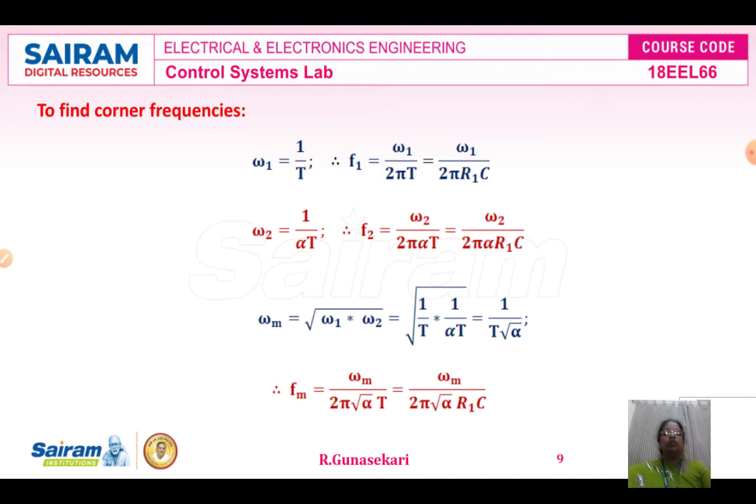Therefore, omega m is nothing but 2 pi fm. Therefore, fm is equal to omega m divided by 2 pi root alpha into T. T is nothing but R1C. Therefore, Fm is equal to omega m divided by 2 pi root alpha R1C. So, these are the corner frequencies omega 1, omega 2 and omega m, that is F1, F2, Fm.